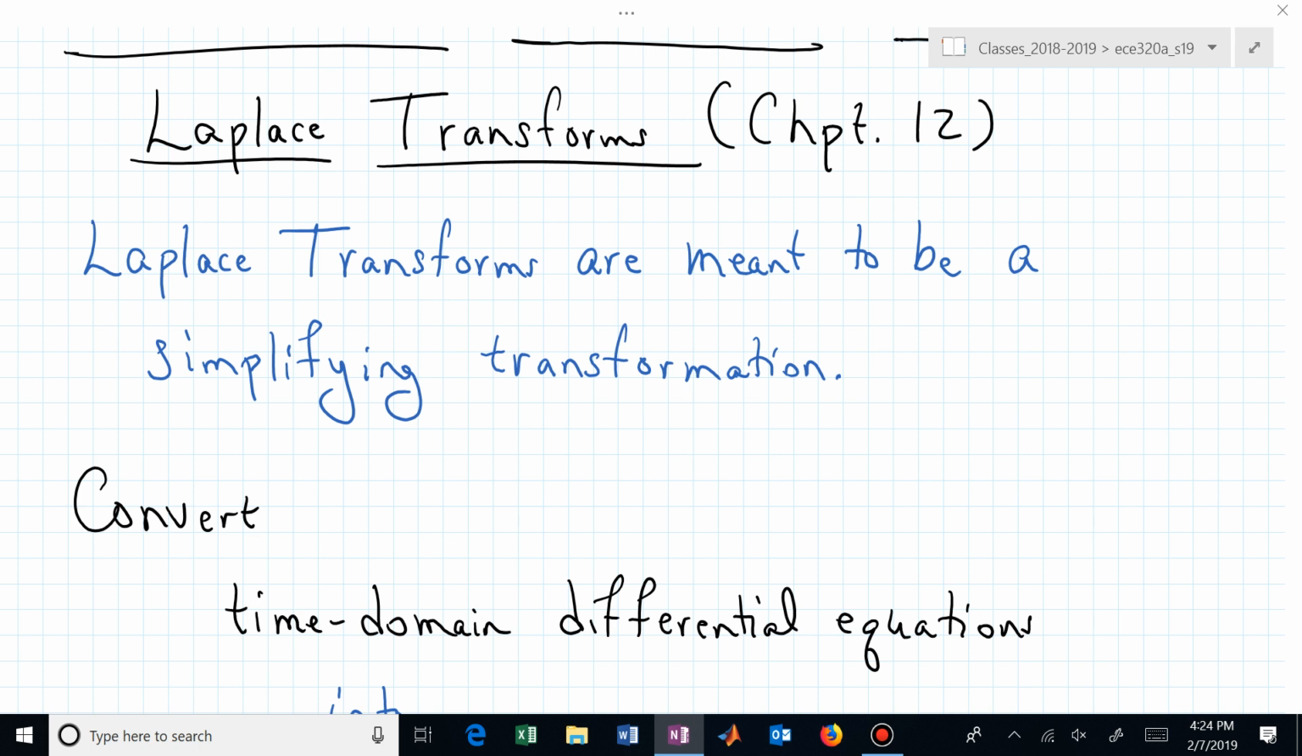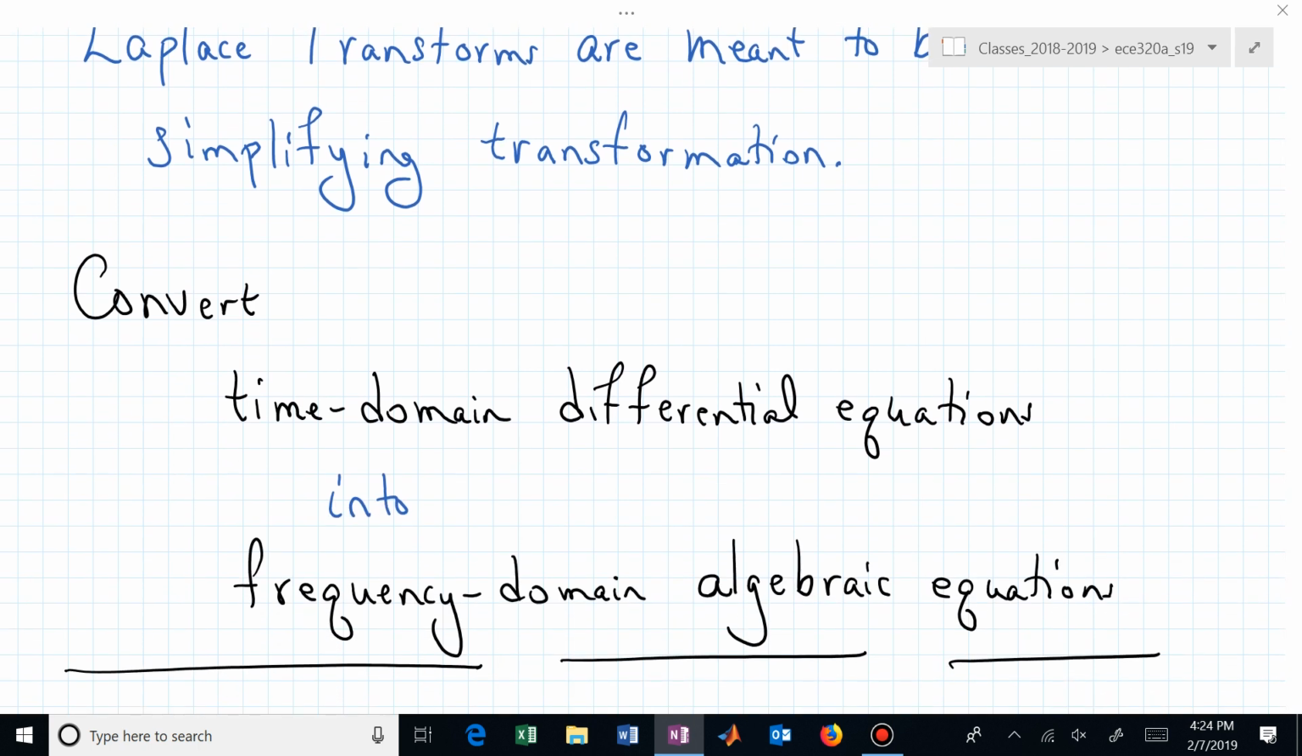That's why Dr. Marcelin kept telling you we need to learn complex numbers. You need to be comfortable working with complex numbers. Now we're going to play with them a lot, because now we can move from the time domain differential equations into frequency domain algebraic equations. From the living room to the kitchen. We want to be able to work back and forth between these two different domains: time domain and frequency domain.